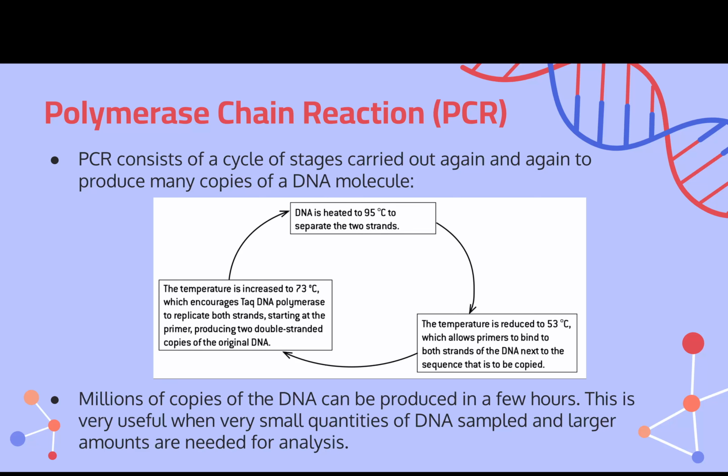Once these primers have been bound, the temperature is increased back to 73 degrees Celsius, which encourages Taq DNA polymerase, which is a type of DNA polymerase that is taken from a bacteria that live in spring water, which means that they're in hot springs, so their optimal temperature is a lot higher, which is why we move it up to 73 degrees Celsius. This encourages them to replicate both strands, starting at the primer, producing two double-stranded copies of the original DNA. Now this is repeated again and again.